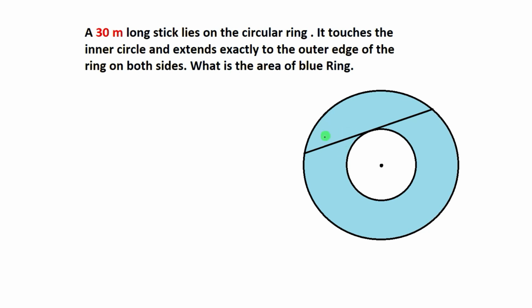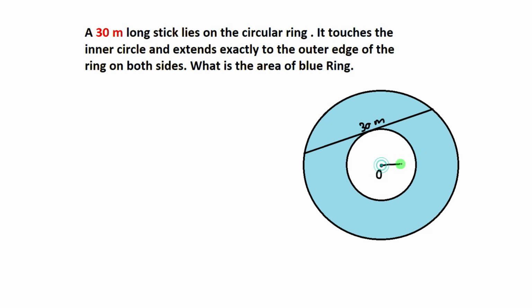Okay, so here we have a circular ring and this is the long stick which touches the inner circle here and extends exactly to the outer edge. This stick is 30 meters long. And what are we asked to find? We are asked to find the area of this blue ring. This point is the midpoint of both circles.